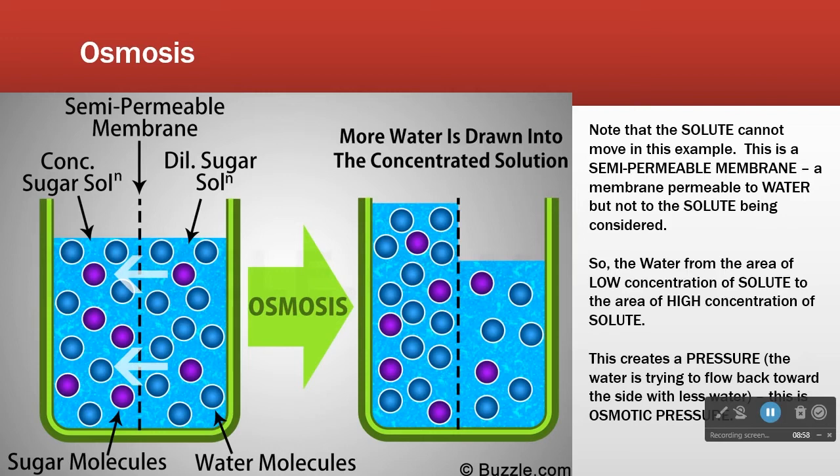Osmosis will continue to push water until one of two things happens. Either the pressure difference becomes great enough, so the column of water is heavy enough that it can't move anymore because it's pushing down, right? Or when the concentration gradient on the two sides becomes equal, right?